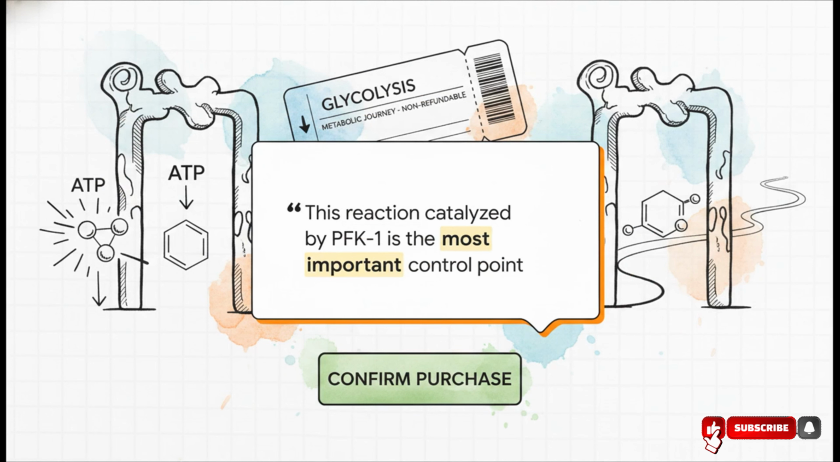This reaction is the phosphorylation of fructose 6-phosphate into fructose 1,6-bisphosphate, and it's catalyzed by the absolute master regulator of glycolysis, phosphofructokinase 1, or PFK-1. This is the most important control point in the entire pathway. The cell actually spends its second molecule of ATP right here, so it's making a real tangible investment. It's exactly like clicking Confirm Purchase on a non-refundable ticket. You're going on this trip.